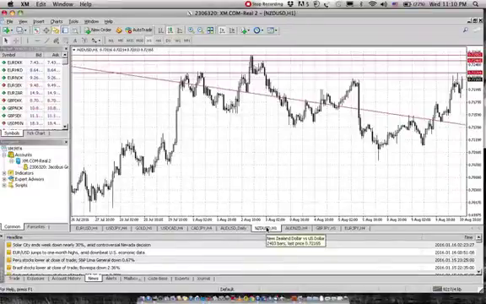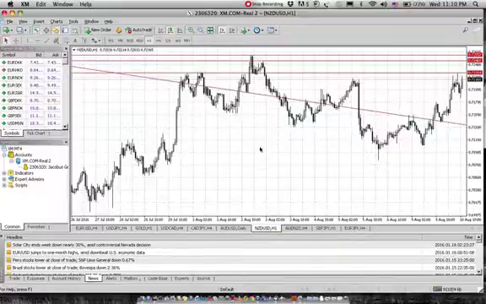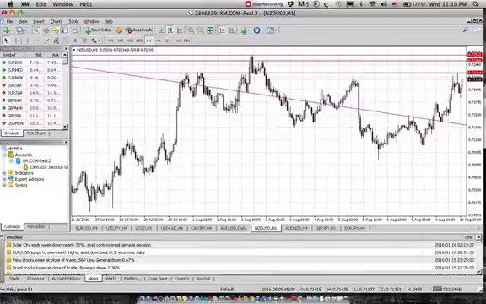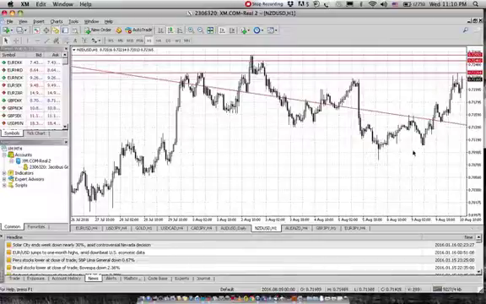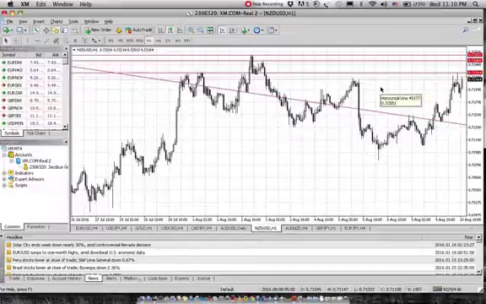New Zealand dollar, US dollar. You can see that there's been all kinds of action around this downtrend line. Market breaking through, coming back down, breaking through upwards again. So a little bit of uncertainty here. I wouldn't really like to enter this trade.